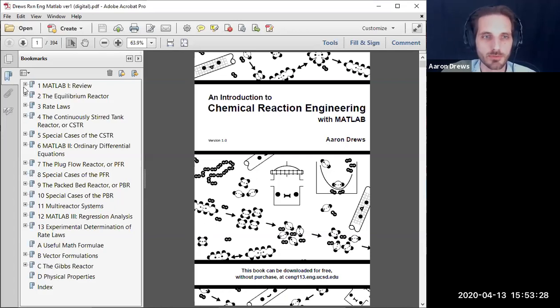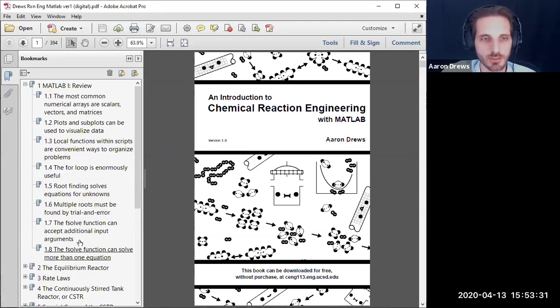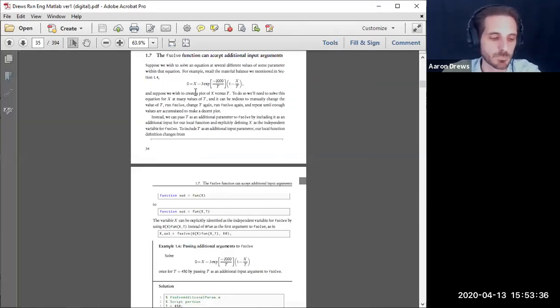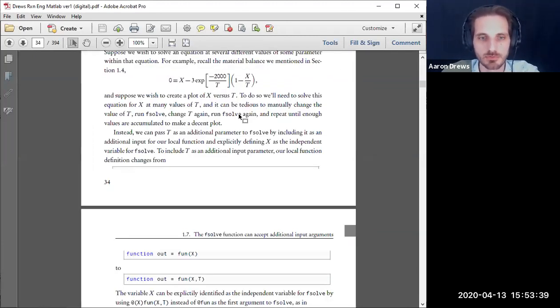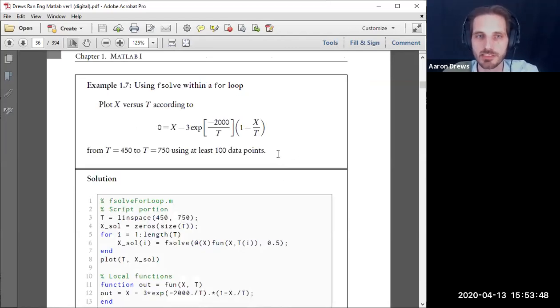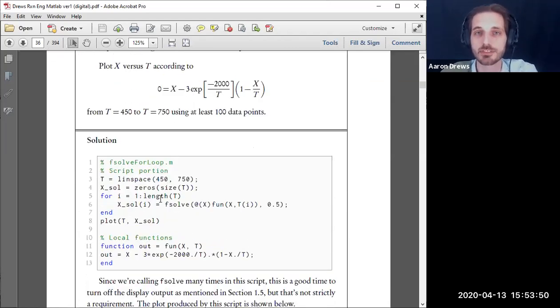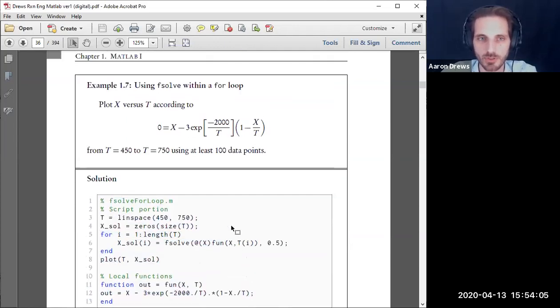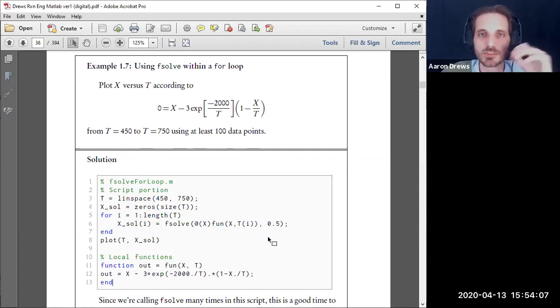Okay, so in the book, if you go to section 1.7, there's an example. 1.6 shows you how to set up fsolve to accept an additional input argument. But the key one that I think you'll be more interested in is example 1.7. 1.7 is doing almost exactly what you need to do for one of the homework problems, which is how do I put fsolve inside of a for loop and solve it for a bunch of different temperatures. And so this solution script that I've got for example 1.7 is almost exactly what you need to do.